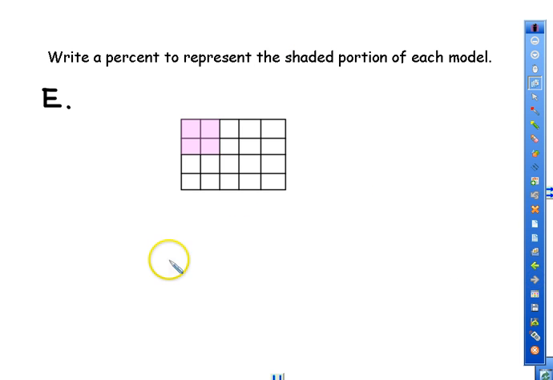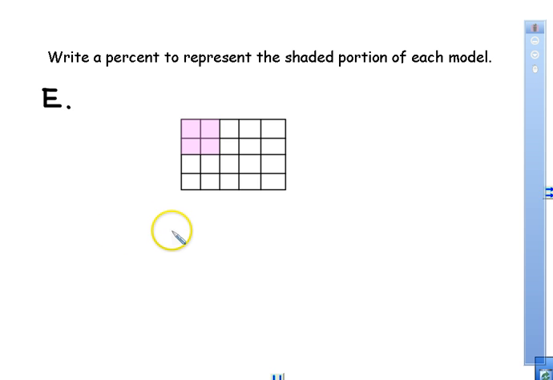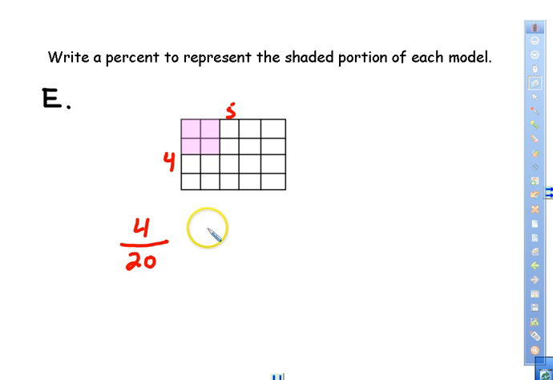So let's look at our last problem. And it says write a percent to represent the shaded portion of each model. So the shaded percent, again, how many blocks do we have shaded? Well, there are 4. Out of how many total do we have? Well, you can count them all up, or you can say 1, 2, 3, 4, 5. 1, 2, 3, 4. And 5 times 4 is 20. Okay? Or you could have simply went through and counted all of those up.